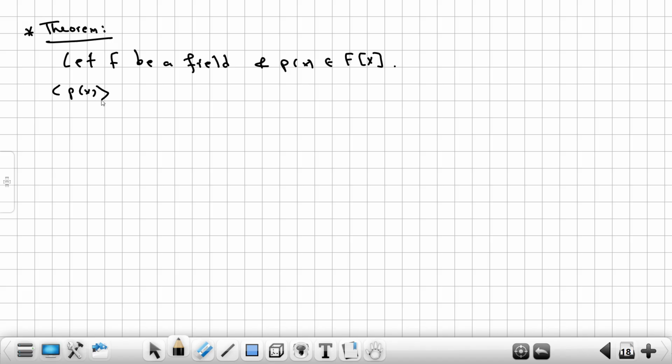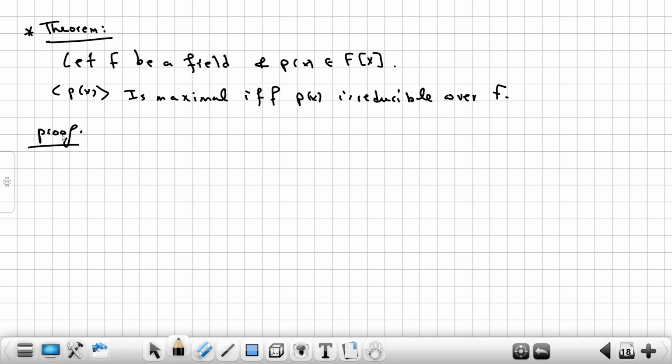We have: the ideal generated by p of x is maximal if and only if p of x is irreducible over F. Here is the proof.